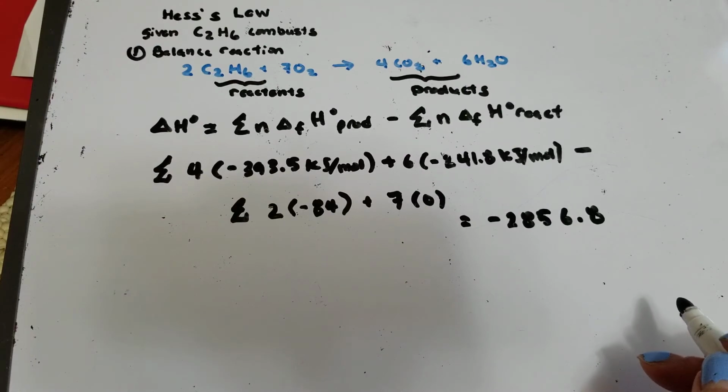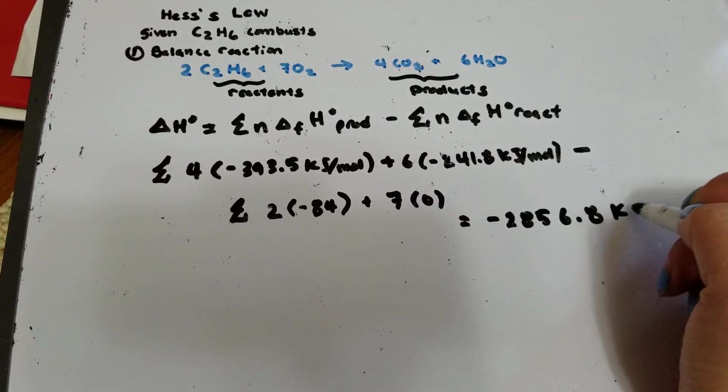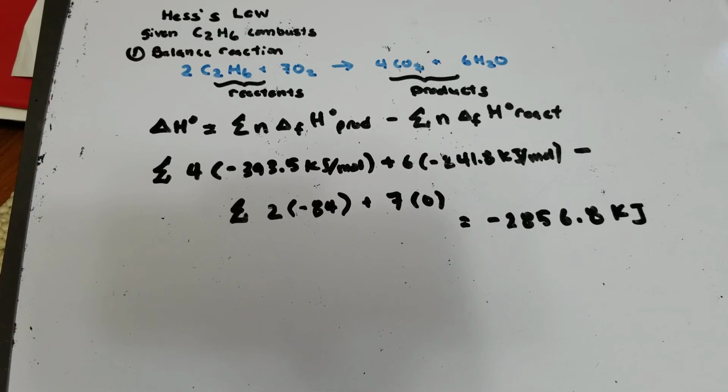Okay, so your standard heat of formation should be negative 2856.8 kilojoules. You should check your math on this. Do this on a calculator. Make sure you can get the right answer, the same answer that I got. Okay. You should go do your practice problem, the first assignment for today.